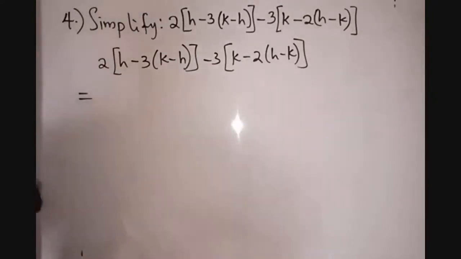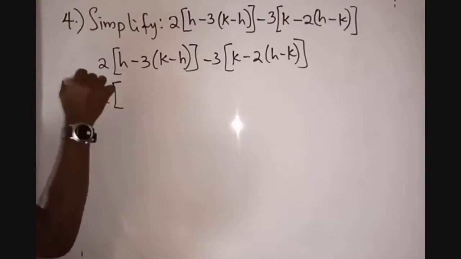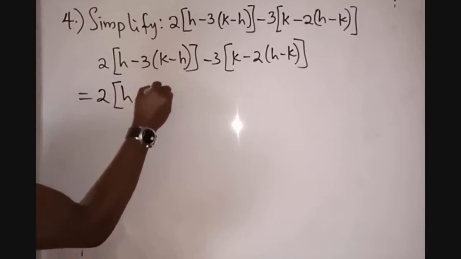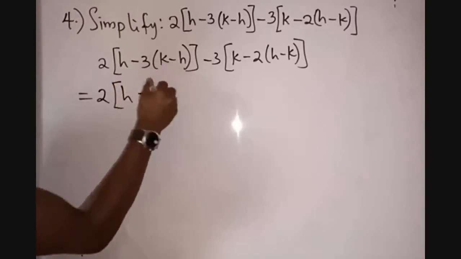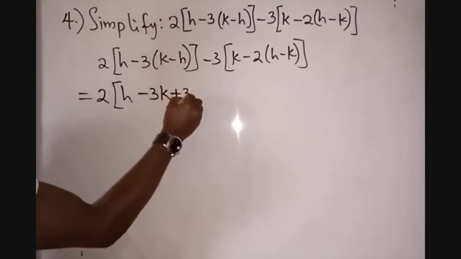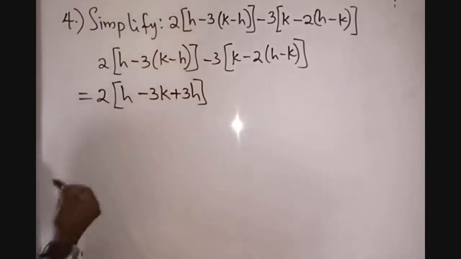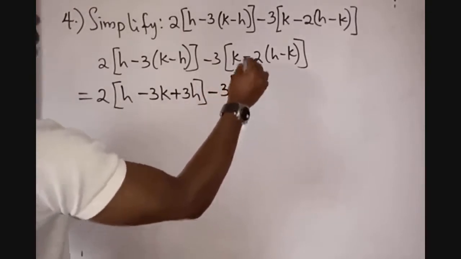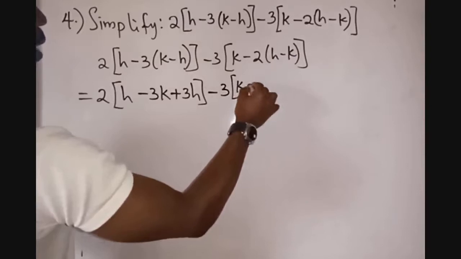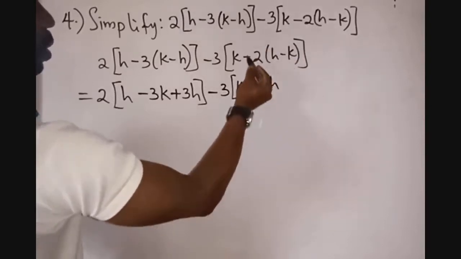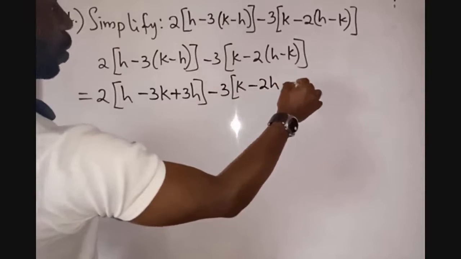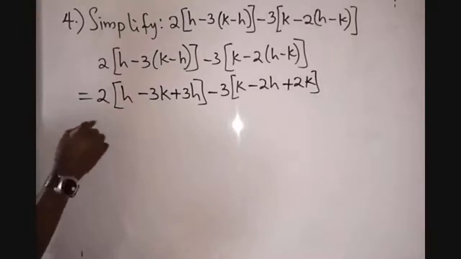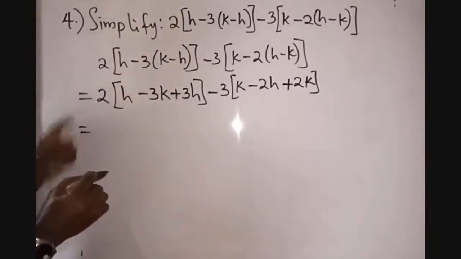It is easier that way, so that you have 2 into h. Simplify this. This multiplying this will give you minus 3k, minus multiplying this will give you plus. This multiplying this will give you 3h. Just be careful. So you have minus, do the same thing here. The k is here, minus 2 multiplying h will give you minus 2h. This negative multiplying negative will give you plus 2k. So you can now remove this bracket by multiplying through by this 2.